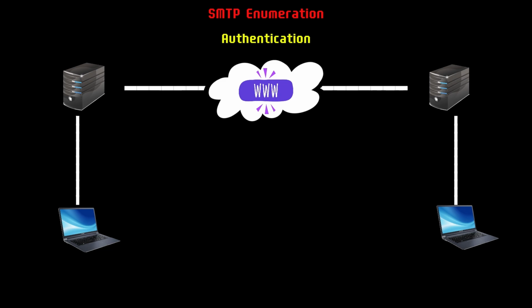Number 4. Authentication. Modern SMTP servers often require authentication to prevent unauthorized use. This can involve username and password verification. And the last one is limitations. SMTP has limitations regarding the size of emails and attachments, which can vary by server configuration.